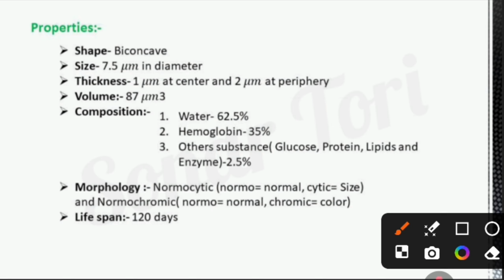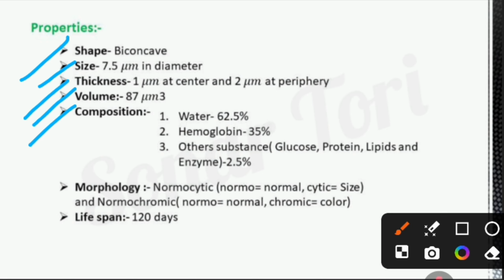The properties of RBC. 1. Shape. The normal shape of RBC is biconcave. Then size, 7.5 micrometer in diameter. Thickness, 1 micrometer at center and 2 micrometer at periphery. Then volume, 87 cubic micrometer.